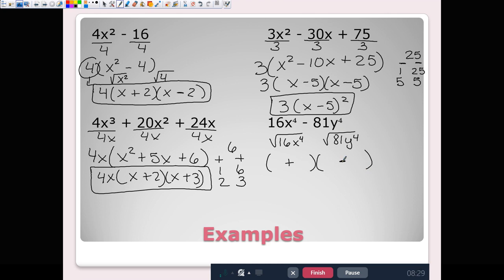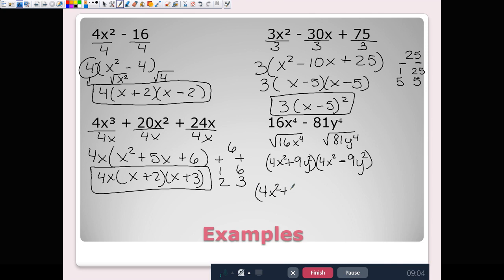The square root of 16 is 4, and the square root of x to the fourth is x squared. So that's going to be 4x squared for my first terms. And then the square root of 81 is 9, and y to the fourth is going to be y squared. Okay, my first binomial here. Is it a difference of two perfect squares? They're two perfect squares, but is it a difference? No. So that's my final answer for that part.